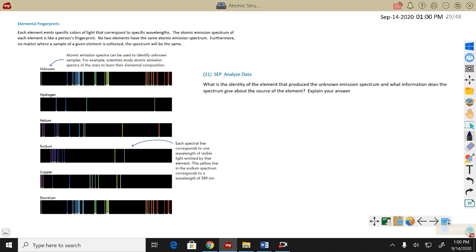Well, kind of a loaded question. Number one, the identity of the element, that's easy. We just match up the colored bands and see what it seems to match best with. Looks to me like this one is pretty similar to strontium. I'm going to say strontium. What is the identity of the element? Strontium.